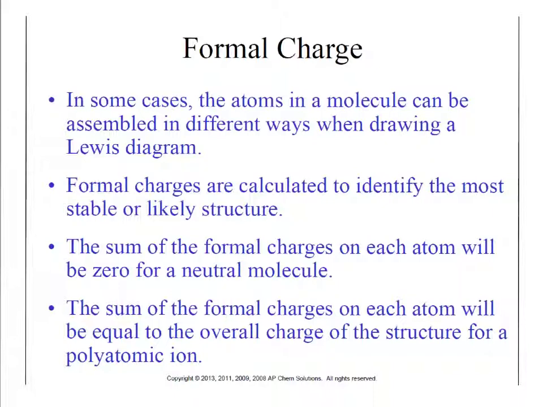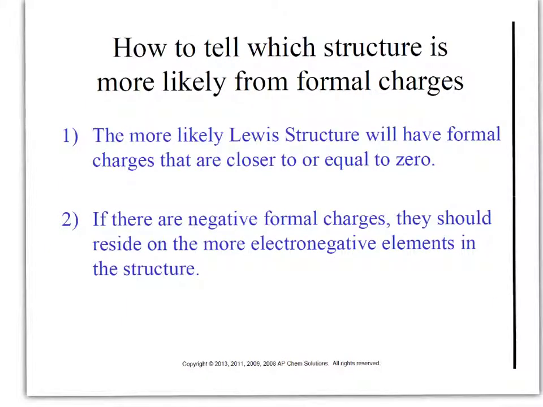Could be that there's multiple elements in the compound that have the same electronegativity, which means that you can't really figure out who's supposed to go in the middle. So in order to figure it out, we have to use formal charge. And the way you recognize which structure is the right one is once you've calculated the formal charge, the Lewis structure will have the formal charges that are closest or equal to 0. If there are negative formal charges, they should reside on the more electronegative element in the structure. We'll see what this means once we practice it.